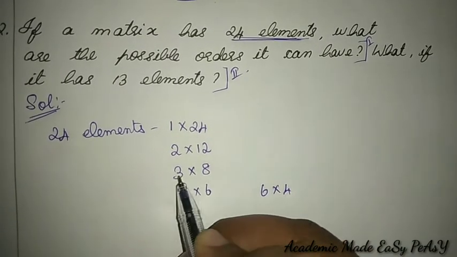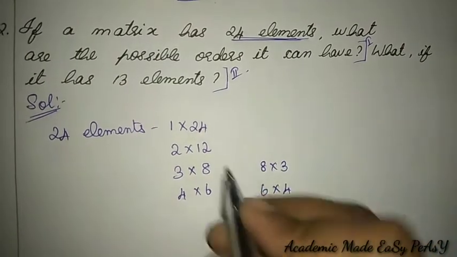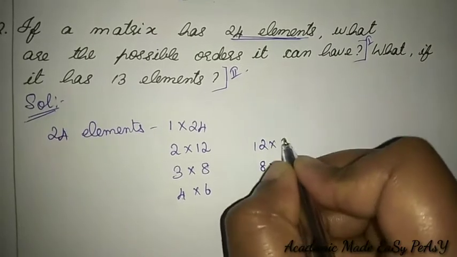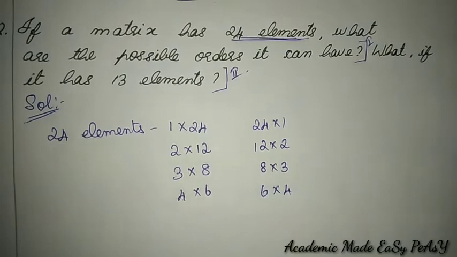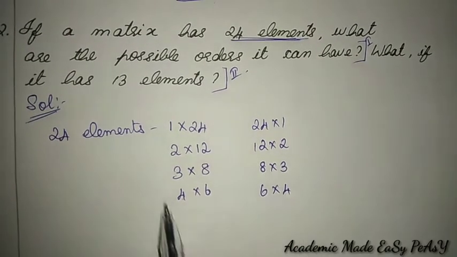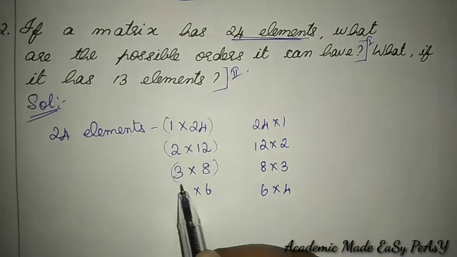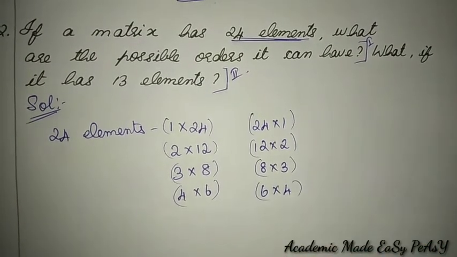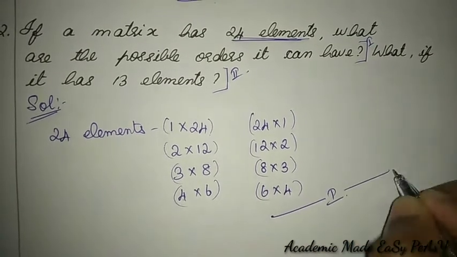Seventh table I don't have. Third table, eighth table I have 8 into 3. Then I have in 12th table 12 into 2, and in 24th table, that's it. Only in these tables I have 24 as the answer. So I have written all these possible orders. So therefore all these are possible orders for the total elements 24. That's it. So now till here the first part is over.